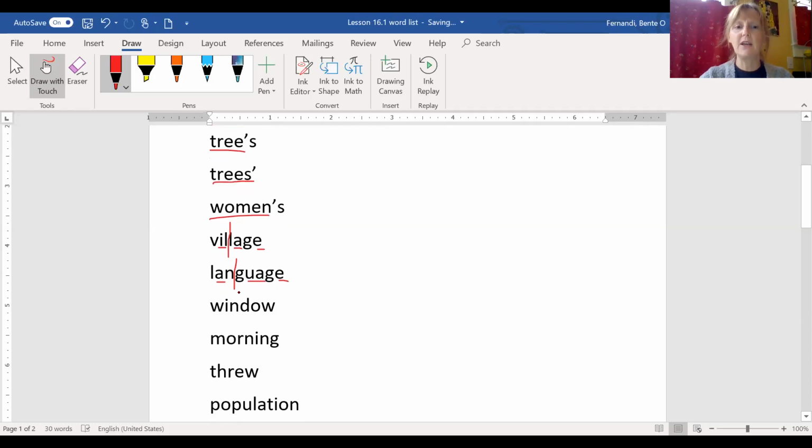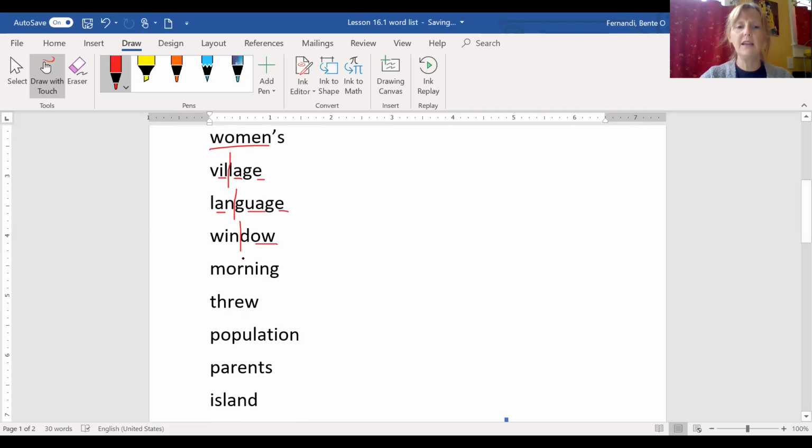Our next word is window, so we're just going to divide it right between our consonants. Here we have the OW. W is a vowel when it's attached to another vowel like that, and in this case, it says long O. OW can either say O or ow. In this case, it says O. Morning, we're just going to divide that right between the two consonants again.